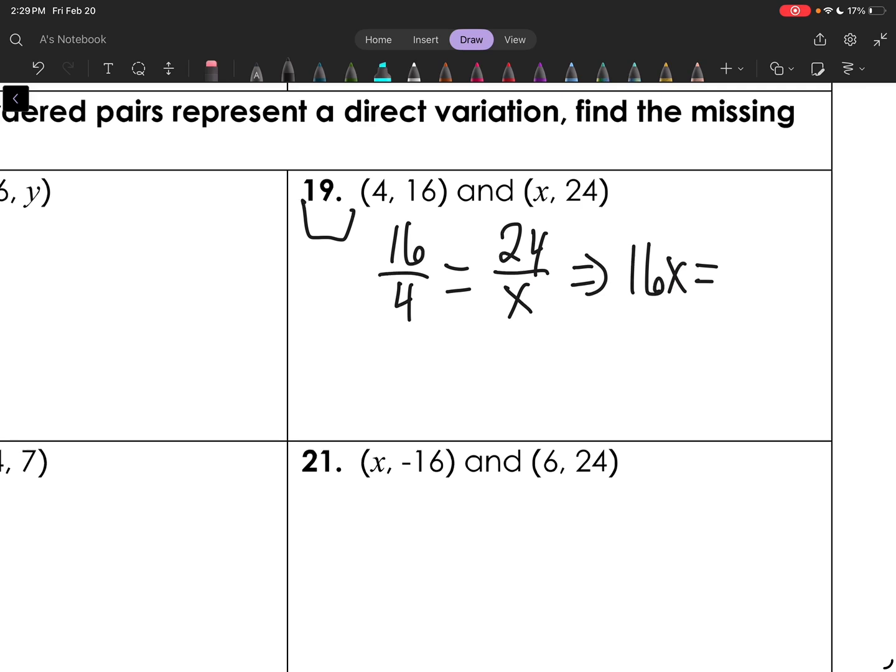16x is equal to 96, divided by 16. X is equal to 6.